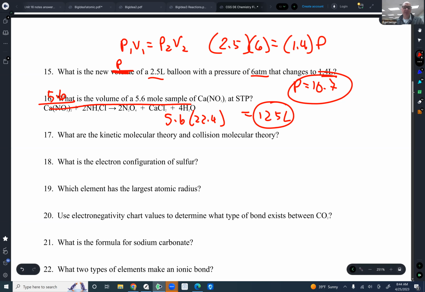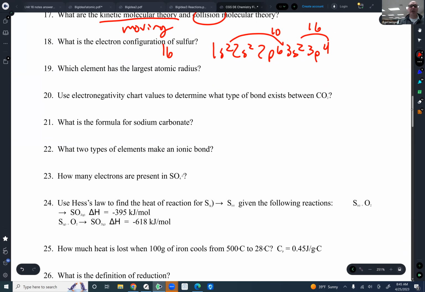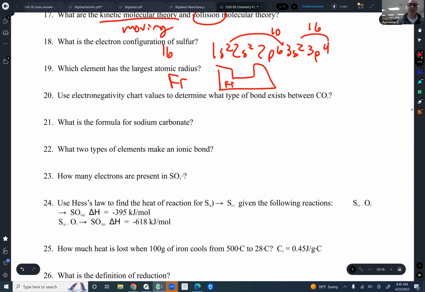Okay. Kinetic molecular theory, all material is moving. Collision theory says that they must hit to cause a reaction. What is the electron configuration for sulfur? 1s2, 2s2. By the way, sulfur is element number 16. 1s2, 2s2, 2p6, 3s2, 3p4. Just make sure that all the values add up to be 16 on those exponents because those are the number of electrons. Sulfur has 16 electrons, so we're going to add that up. Which element has the largest atomic radius? It's francium, which is down here in the bottom left corner.